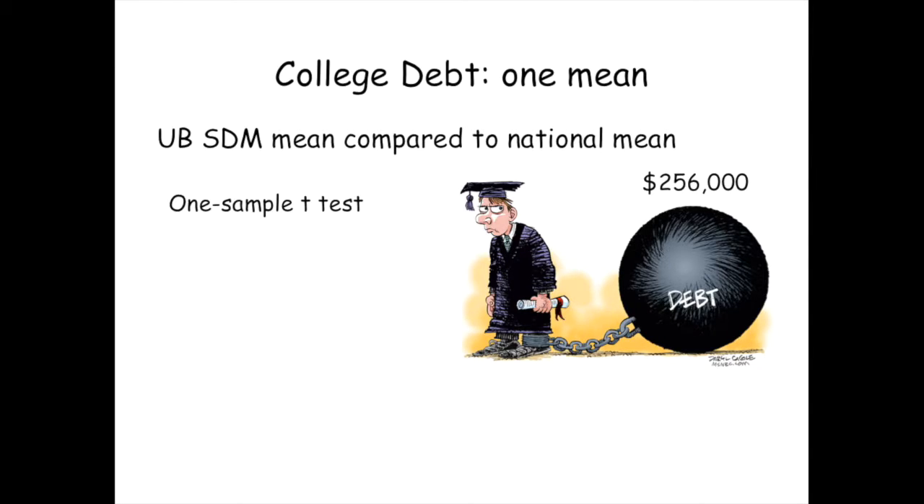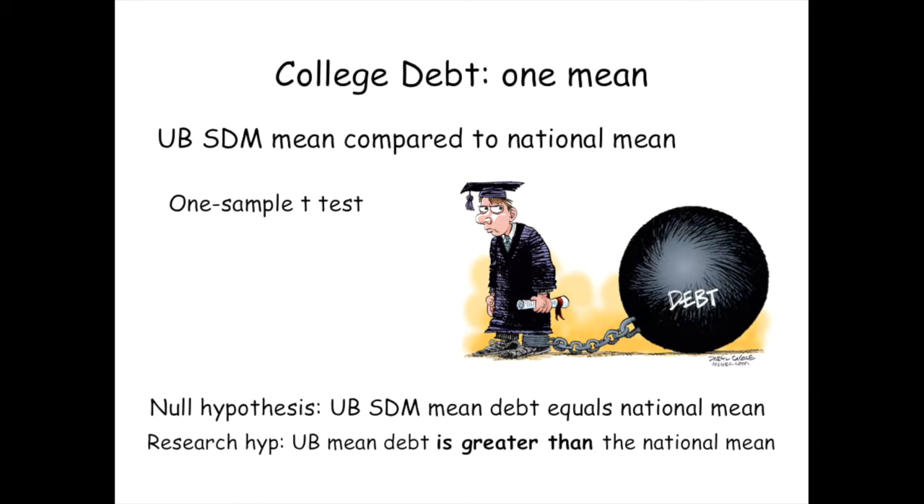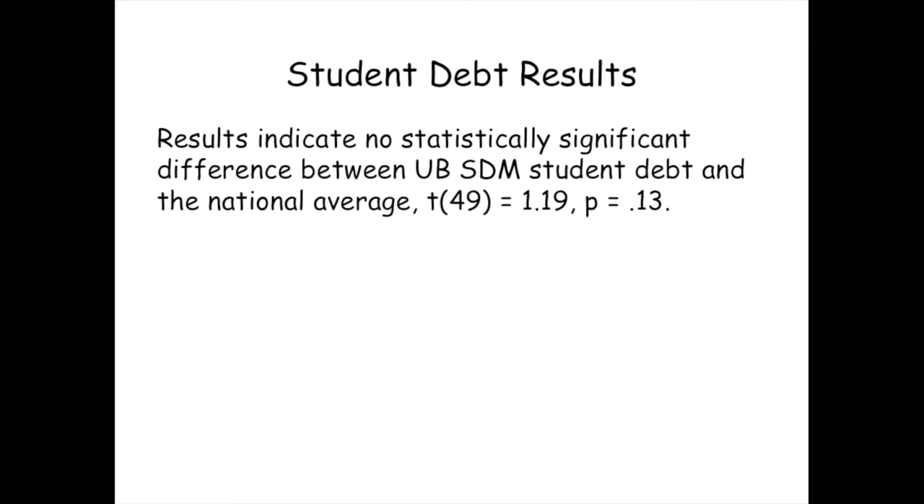The test is called a one-sample t-test because it involves data from one sample. The null hypothesis is that the mean student debt of UB Dental graduates is equal to the national mean, or $256,000. Suppose that the researcher believes that student debt will be higher among UB Dental graduates. The research hypothesis would be directional, or one-tailed, because she is stating a direction for the expected difference from the national average. She collects her data, calculates a sample mean, and uses the one-sample t-test to determine whether to reject the null hypothesis. Here is how her results might be reported.